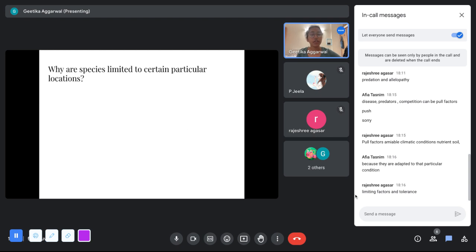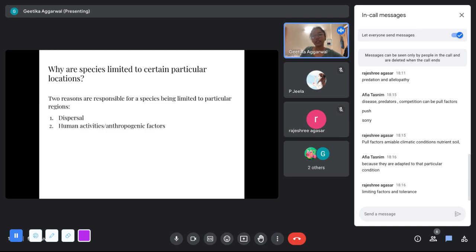You are also on the correct path, Rajeshri. I think you're talking about Liebig's law and the other law about tolerance ranges. What I am talking about here is dispersal and the anthropogenic factors. Basically, a species can be limited to a particular area if it is able to survive in other areas as well, but it has not dispersed out of that area yet.